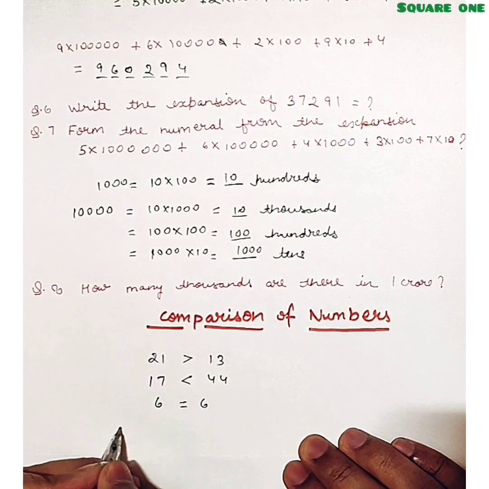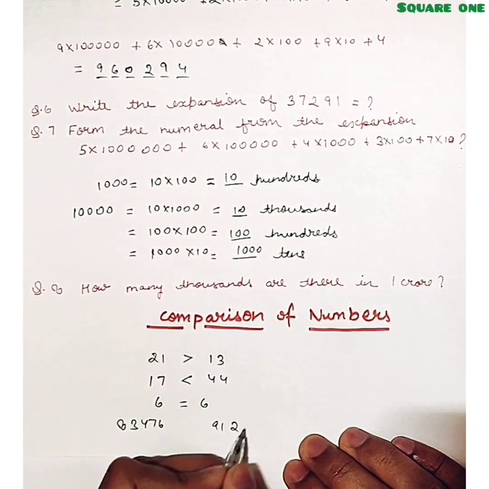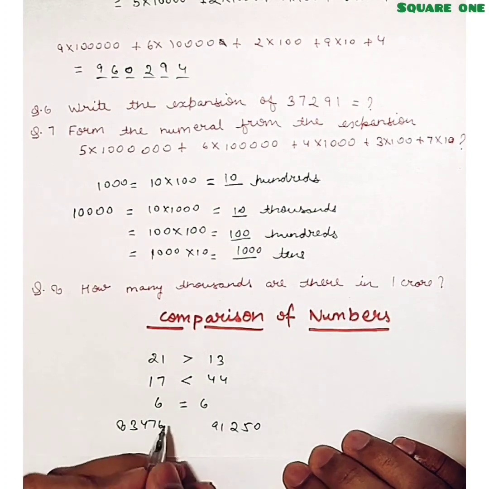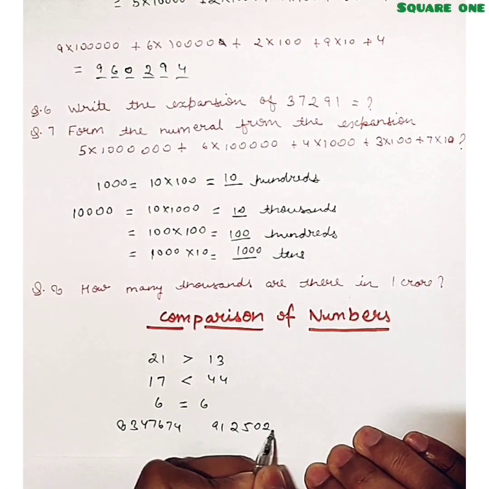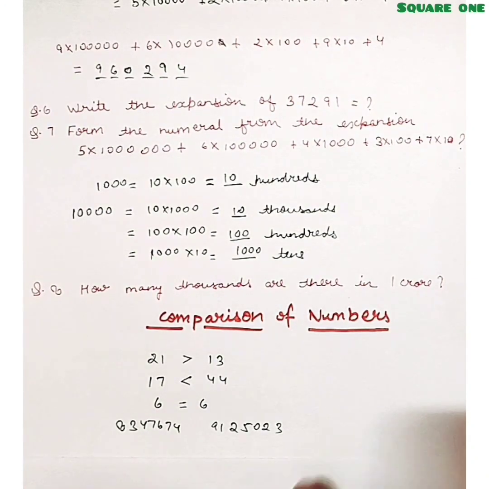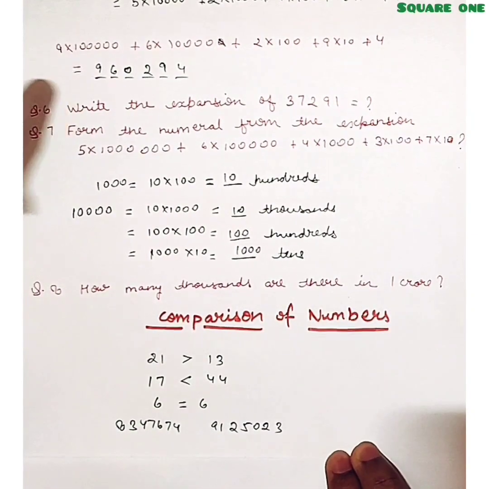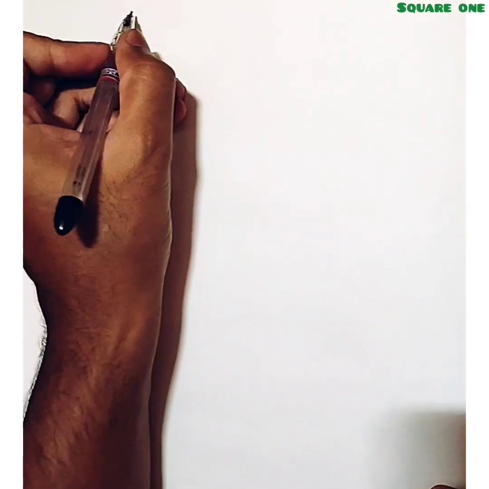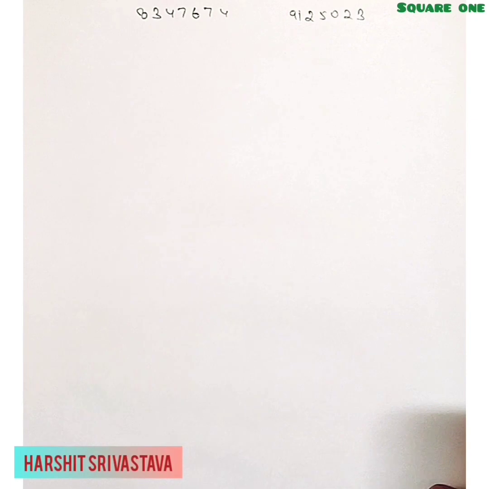But how do we compare bigger numbers like 83,476 and 91,250, or let me take even bigger numbers? How do we compare such big numbers? How do we know which number is smaller or which number is bigger? So let me write these numbers again to take them as an example. Now we compare these numbers to see which of them is smaller and which of them is bigger.